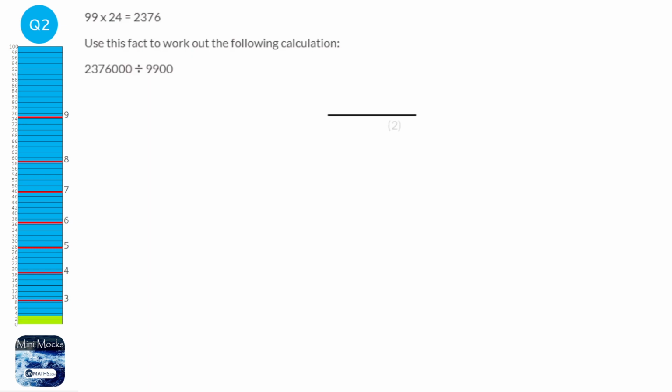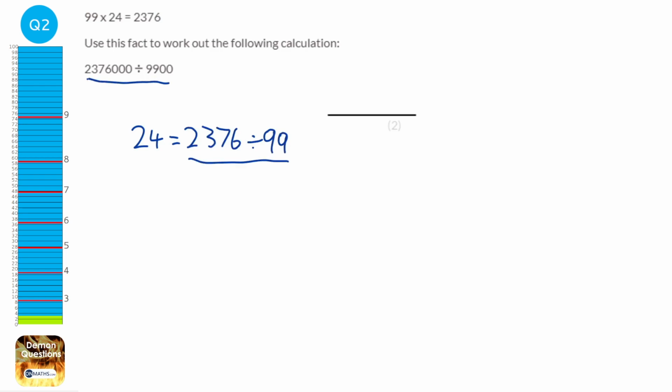So we need to rewrite this fact here so that it looks like this. So I'm just going to focus on this fact, and what I'm going to do is divide both sides by 99. So we end up with 24 equals 2,376 divided by 99. Now you can see that that looks like that, which is kind of the point. So I'm just going to swap that around.